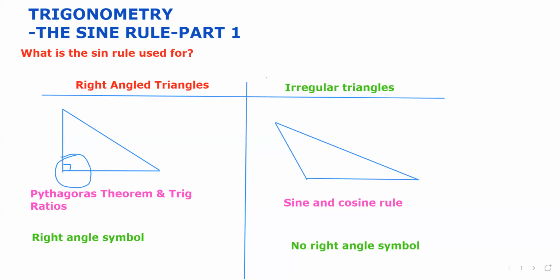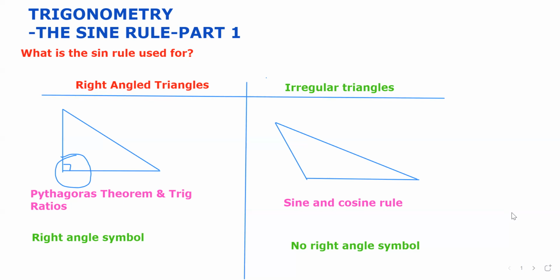Simple enough. Then you'll go across to the irregular triangles. Obviously these triangles do not have the right angle symbol. And the two methods that we could use to calculate the angle or the side in any of the irregular triangles are the sine rule and the cosine rule. You can't use Pythagoras theorem and trig ratios for irregular triangles. Why? Because it's not a right angle triangle. For a right angle triangle, you could use Pythagoras theorem and trig ratios.